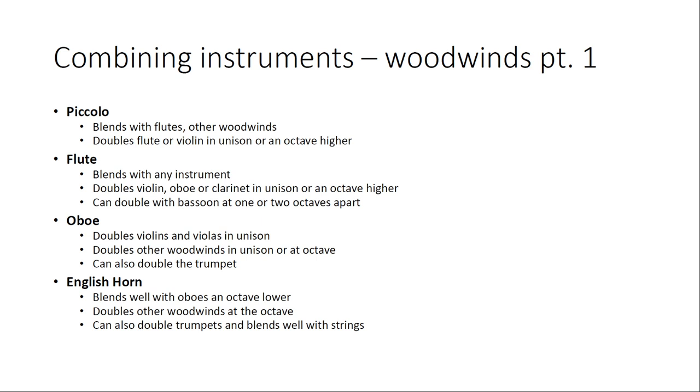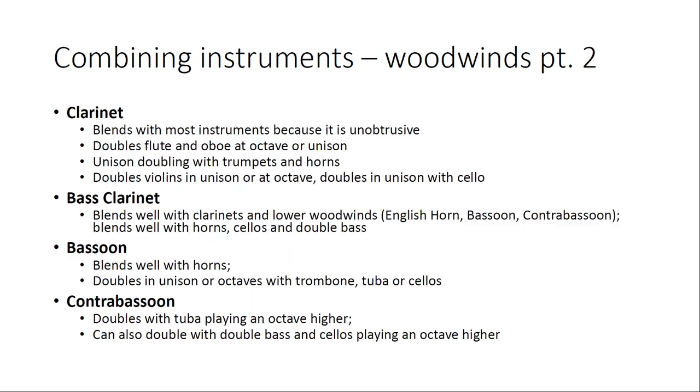The English horn blends well with oboes. They're from the same family, so it's understandable. It can also double other woodwinds an octave lower, usually because it has a lower range. And it can also double the trumpets, and actually blends fairly well with strings.